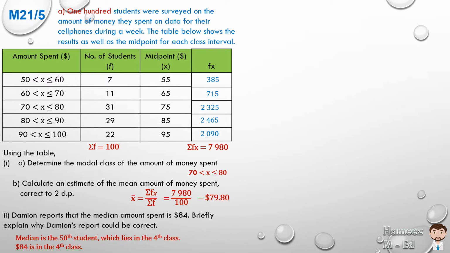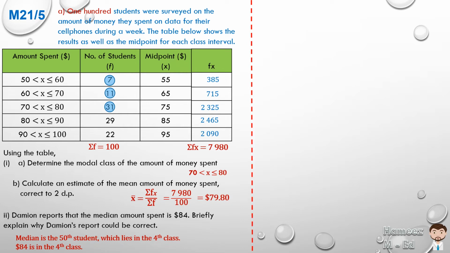We can see in the first interval there are 7 students, and the second 11. So by the time the second interval is finished, 7 plus 11, 18 students are taken into account. And in the third, another 31. So 31 and 18 will give us 49 students. Thus, the 50th student falls in the fourth class interval, 80 is less than x, which is less than or equal to 90. As such, it is possible that the report which Damien gave, which assumed the median to be $84, could be correct because it lies within the fourth class.